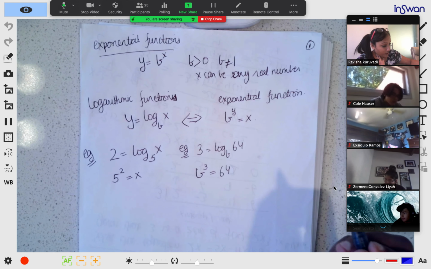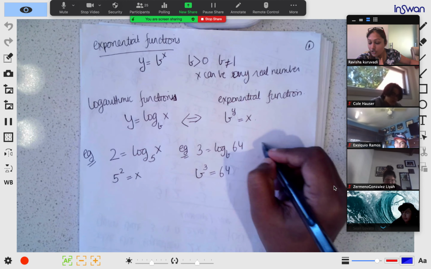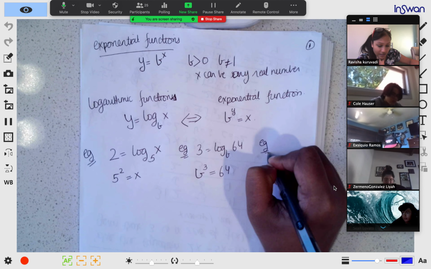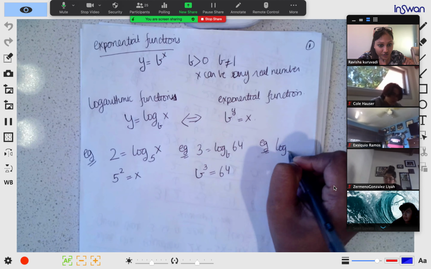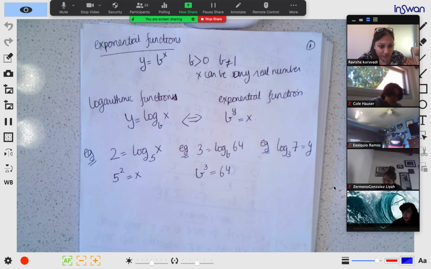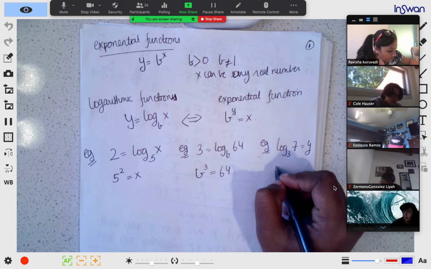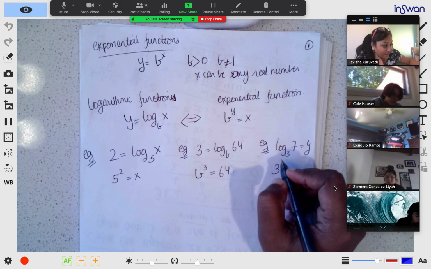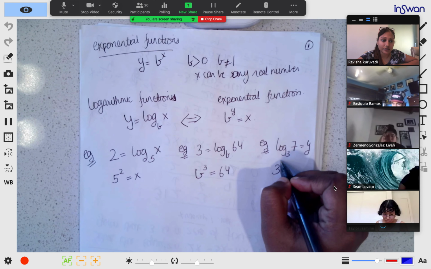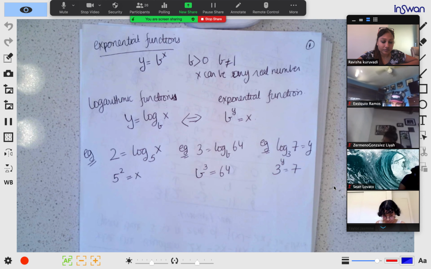Okay, Jasmine, you will help me with one more. So you have log base 3 of 7 is equal to y. Convert into exponential. 3 to the y equals 7, right? Yes, exactly. You got it. Good. Any questions, anyone? How to convert from logarithmic to exponential and exponential to logarithmic?